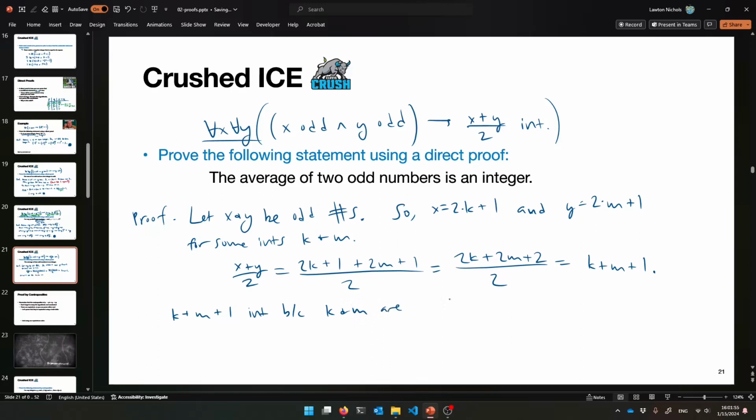And of course 1 is an integer, so both are integers. And then adding 1 makes it still an integer, right? Adding integers to more integers keeps you in integer land. All right? Therefore, (x plus y) over 2, because we expanded it into that, is an integer. Isn't that fun? Mic drop. QED.